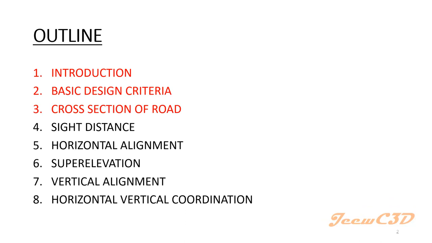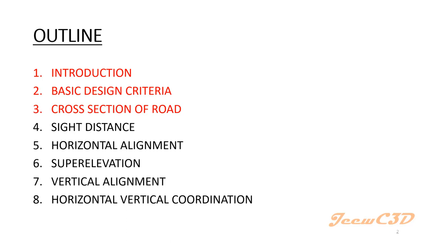theories. So this is our outline. I will give you a basic introduction, then the basic design criteria: how to design a road and what things we need to consider when designing roads. Then we will look at the cross-section of a road. Before doing anything related to highways, we need to know what things we have in a road. Within this lecture, we will learn these three parts: introduction, basic design criteria, and cross-section of road.